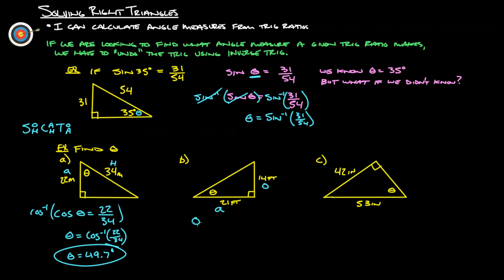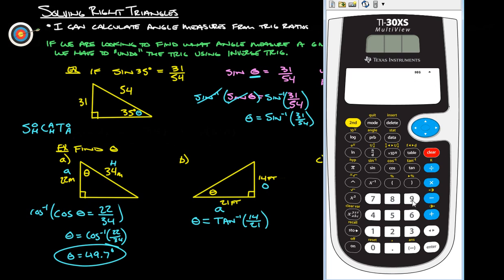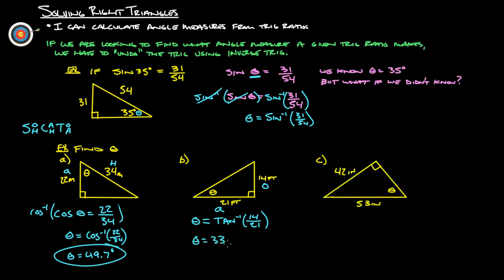So if we want to go straight to the good stuff, we know that theta is going to equal, we've got to undo the tangent, so it's tangent to the negative first of... tangent, sorry, is opposite over adjacent. So opposite is 14, adjacent is 21. So now we just plug that in. Second tangent gives us inverse tangent, 14 divided by 21, and we get that that's 33.7 degrees. 33.7 degrees is our theta on that one.